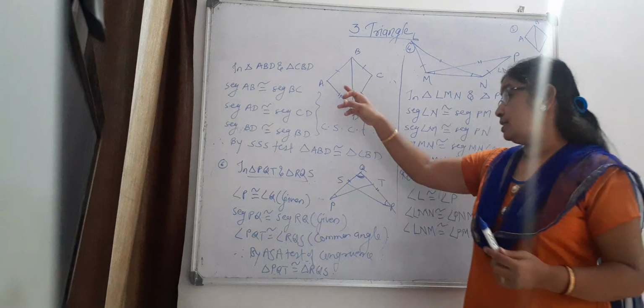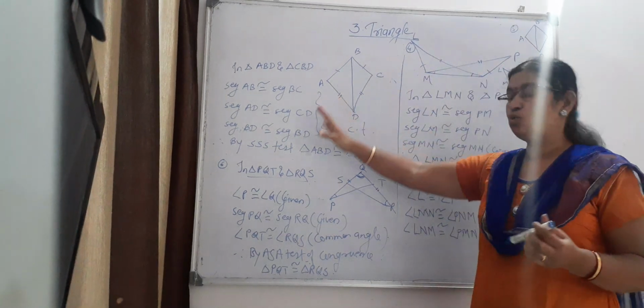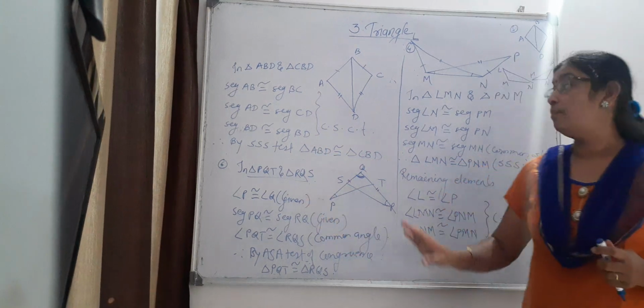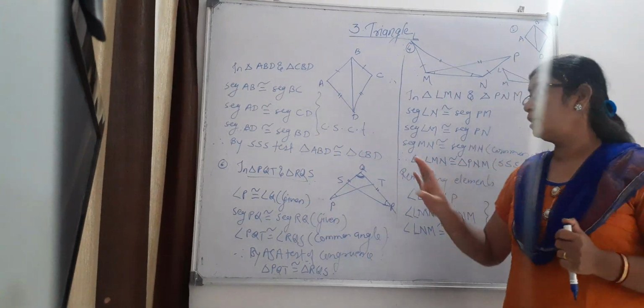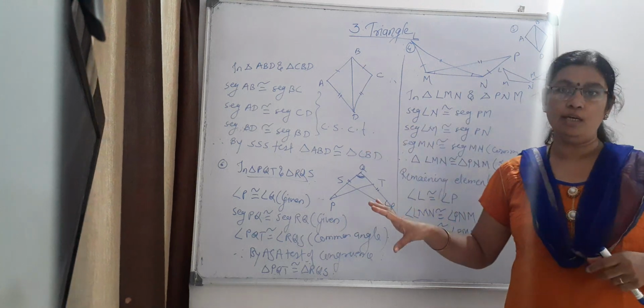In this way, you have to show that the triangles are congruent by using the test. Some signs are given in the figure. You have to use those signs and then show that the triangles are congruent by any test. The 5 tests we have already seen. Out of the 5, any one test is applicable for the figure.